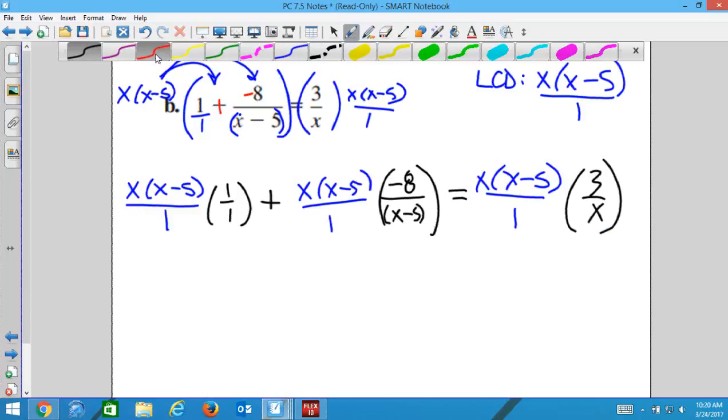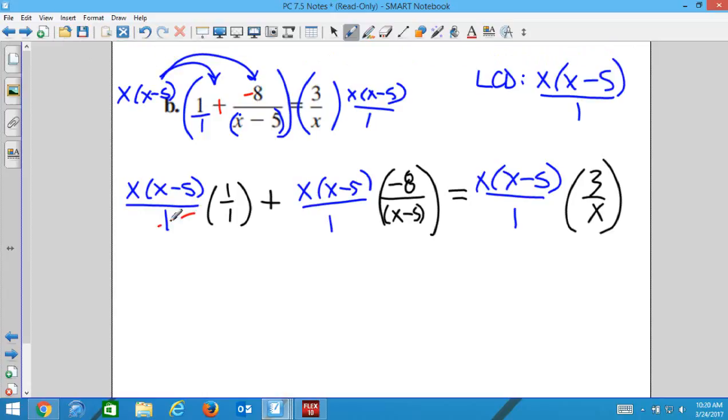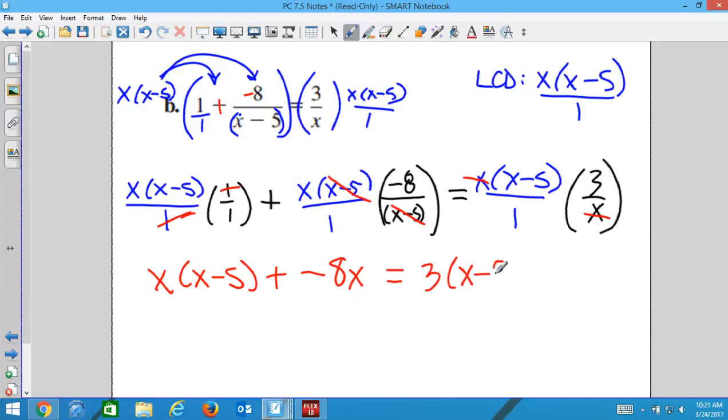And when I multiply those, stuff is going to cancel. What's going to cancel here? So we have left over x times x minus 5 plus, what cancels here? Negative 8x equals, and then canceling here would be the x. So we're going to have 3 times x minus 5.